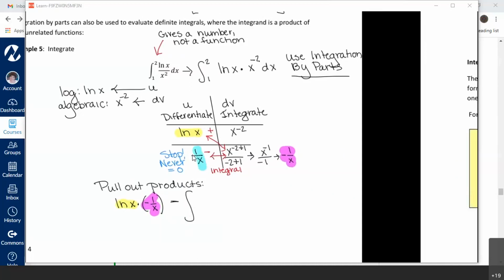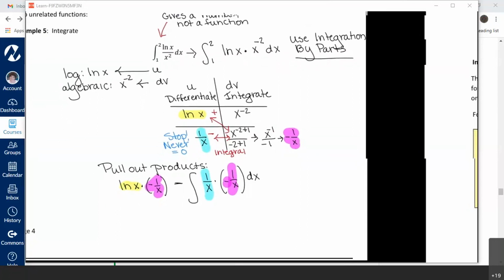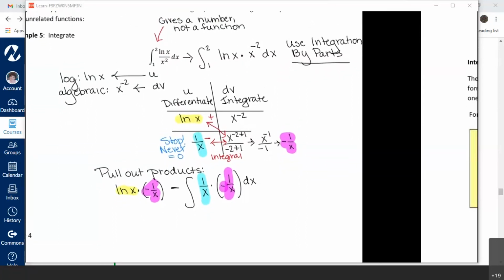And then I'm going to multiply these two highlighted things together. So 1 over x times negative 1 over x. And it's an integral, so dx. And again, just highlighting it so you can see where they're coming from. Everybody all right with that part?